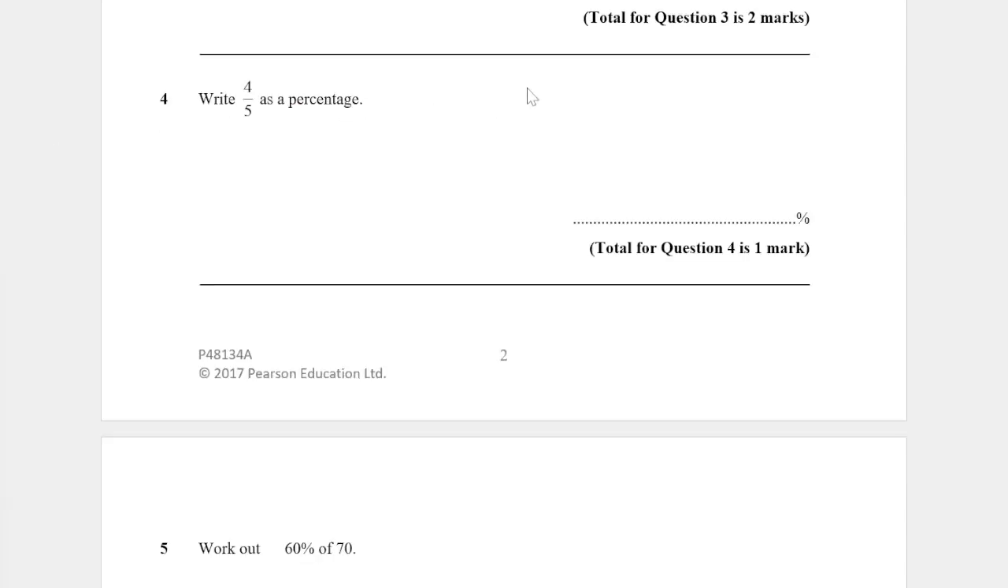Question 4, write 4/5 as a percentage. Well, 4/5 is the same as 8 out of 10. So that's going to be 80 out of 100. So as a percentage, that's going to be 80%.